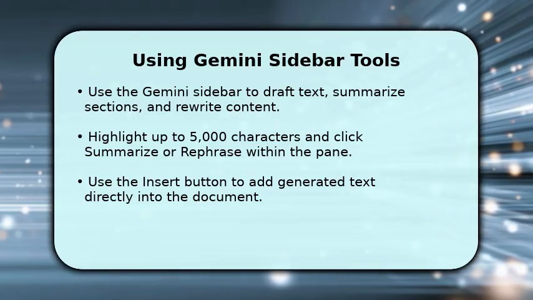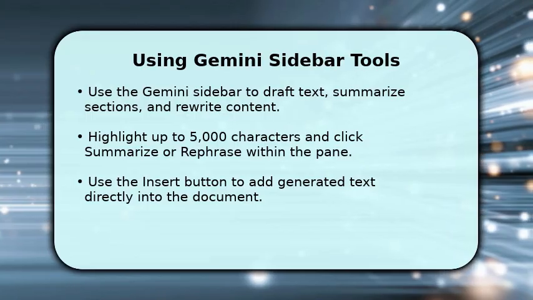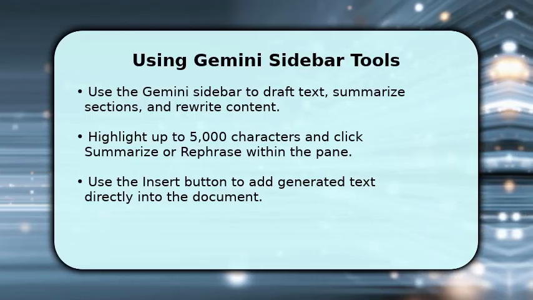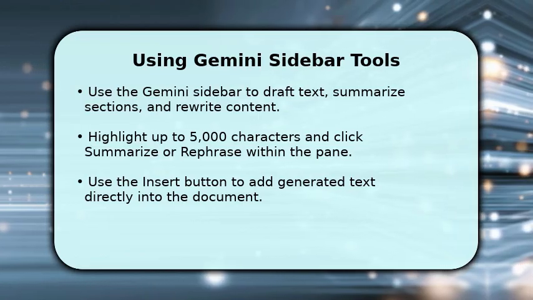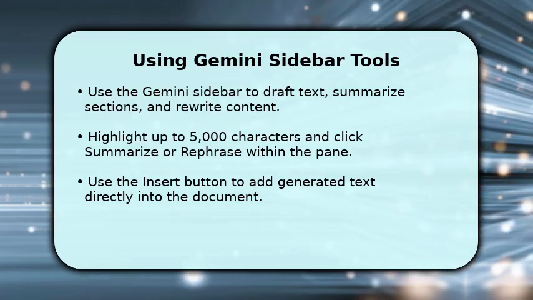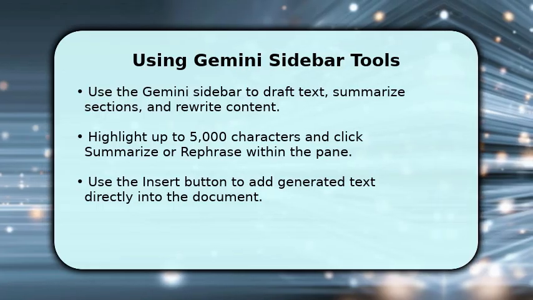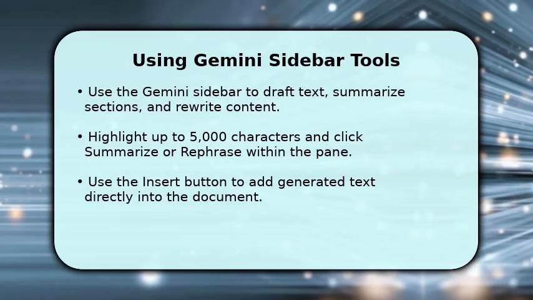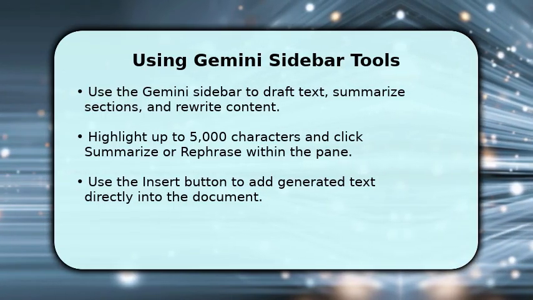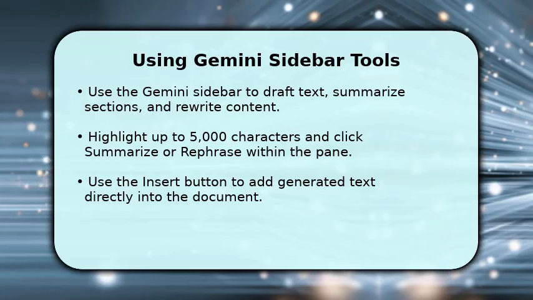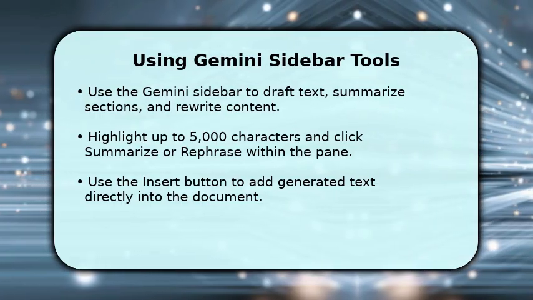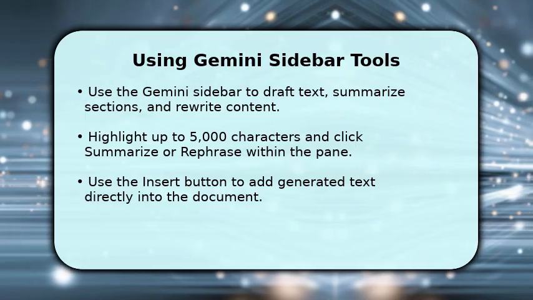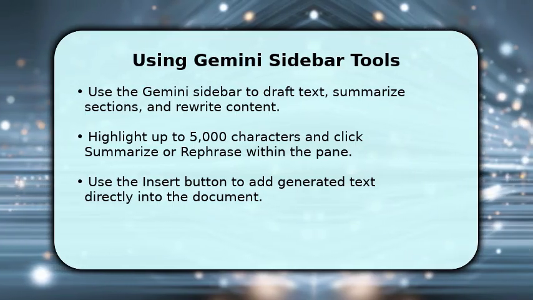Highlight the paragraph or select up to 5,000 characters for processing in a single request. Click Summarize to get a concise version or rephrase to change tone and clarity. Use Draft to create new content based on prompts you type in the box. Preview the output in the sidebar and click Insert when you want the generated text added to the document directly.